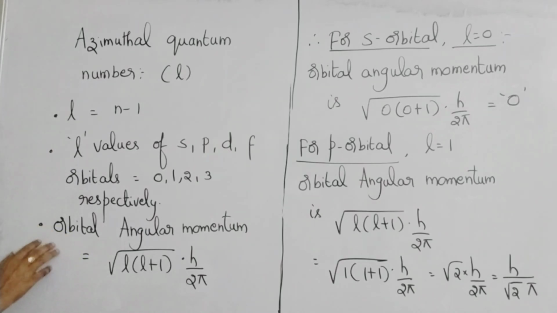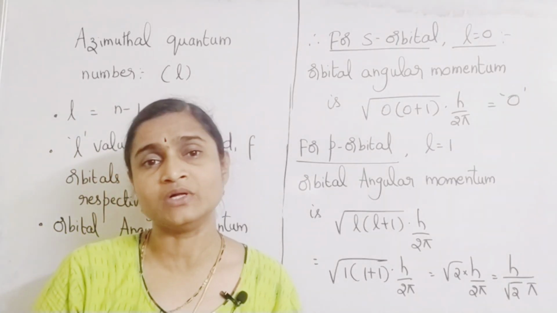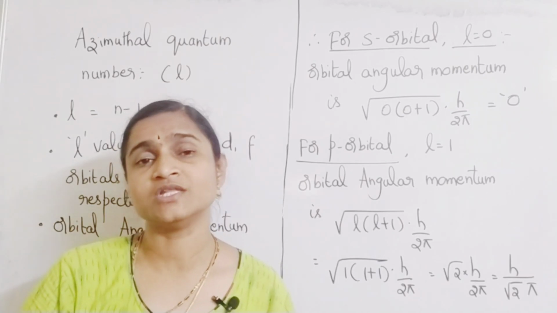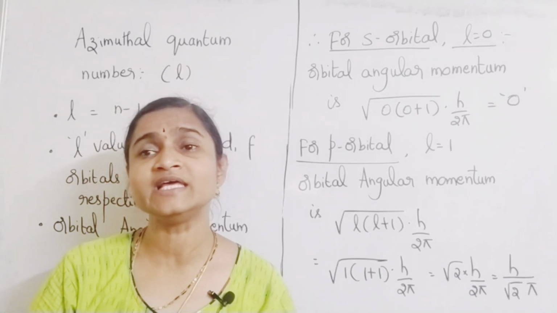Now coming to orbital angular momentum. These orbitals or subshells, which are further divided into orbitals, are also in continuous motion. These are 3-dimensional structures, and they are also continuously in motion.